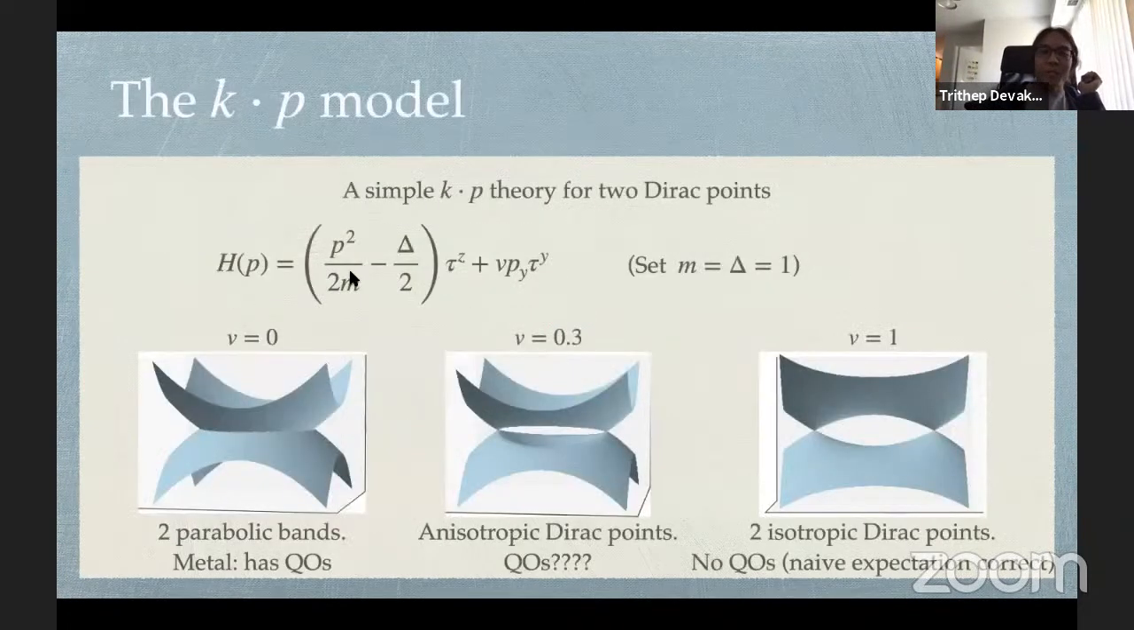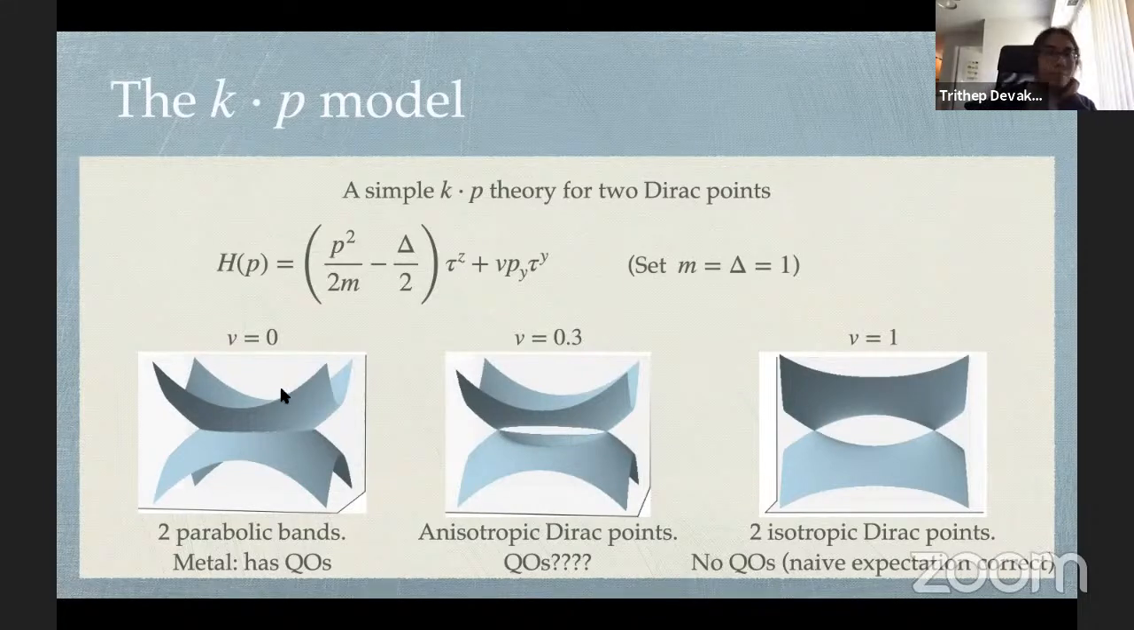And it's a remarkably simple theory. It's a k·p theory for two Dirac points, and it's just given by this Hamiltonian. So here you have p squared over 2m. That's just the quadratic dispersion. There's some offset, delta over 2, and this is multiplying tau z, which is a Pauli matrix. So if we just look at this part, this describes the dispersion shown here, which is two parabolic bands that have some overlap, and they touch each other along a circular surface.